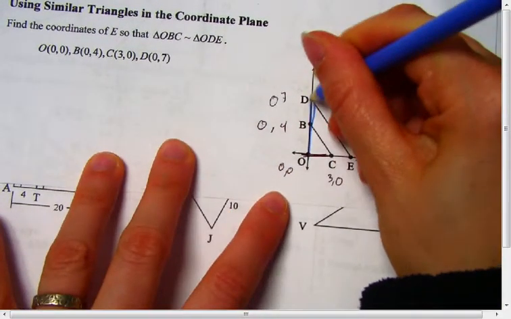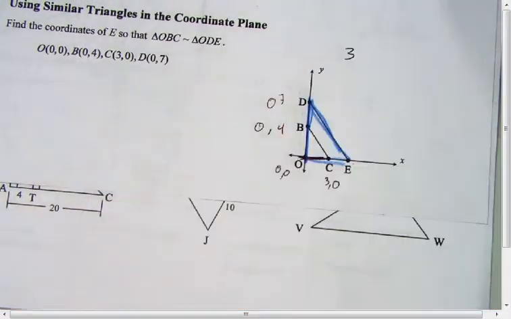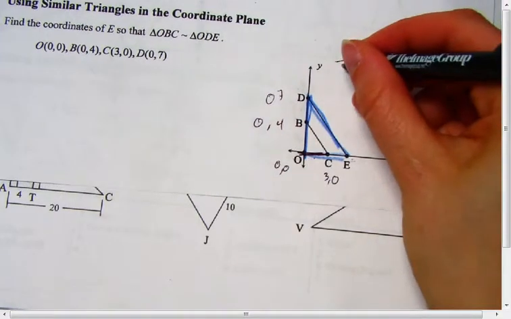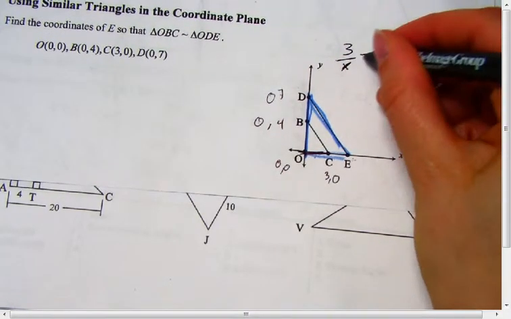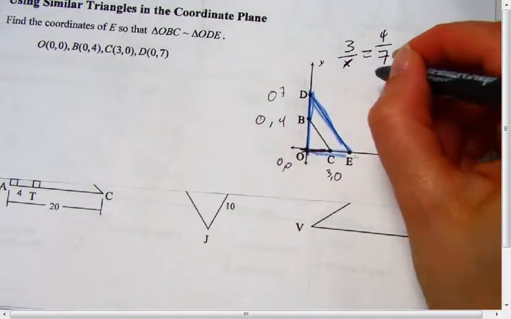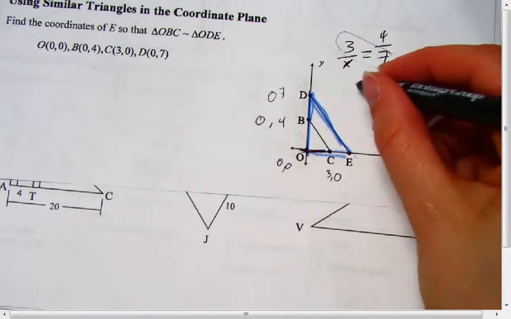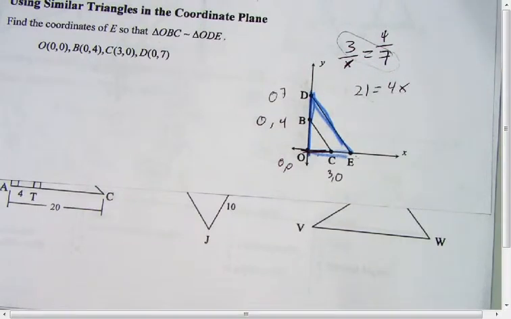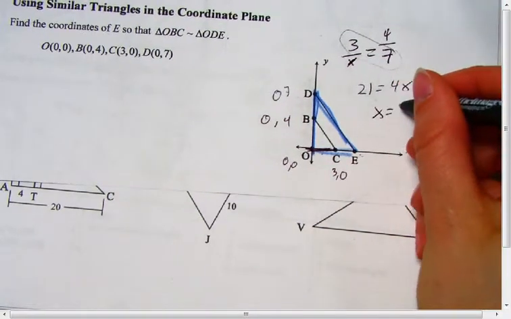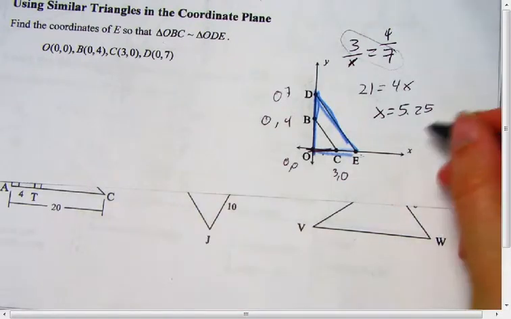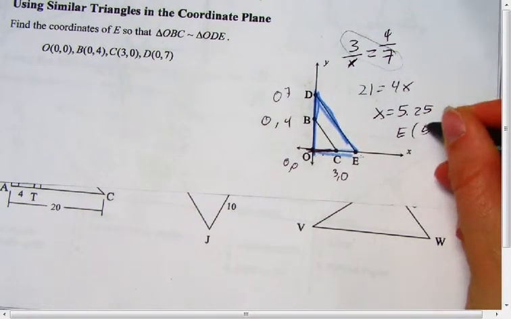So if we look at this one right here in blue, okay, if we say this side is 3, we need this whole side to be X, equals this little side length is 4 over 7. And then we're just going to cross multiply. 3 times 7 is 21 equals 4x. Then we're going to say 21 divided by 4 makes x equal 5.25. So this coordinate for E would have to be 5.25, comma 0.